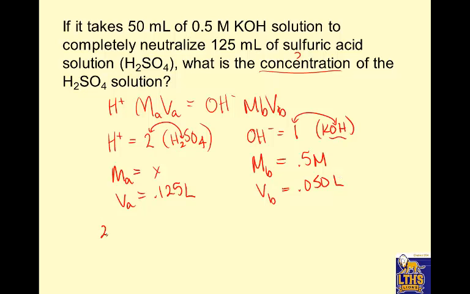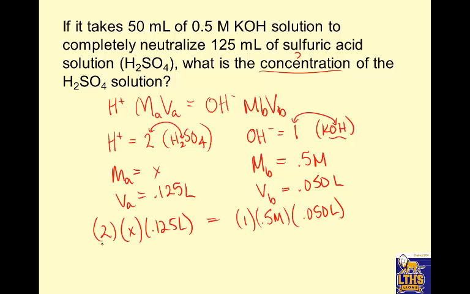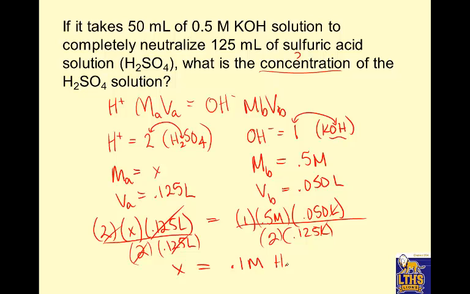Alright, so plug and chug. 2 times X times 0.125 liters equals 1 times 0.5 molar times 0.050 liters. Solving for x, I divide by 2 and 0.125 liters, and all of this goes away. So x equals 0.5 times 0.05 divided by 2 divided by 0.125, and then you plug in your calculator. Bye-bye, liters. You get 0.1 molar H2SO4.